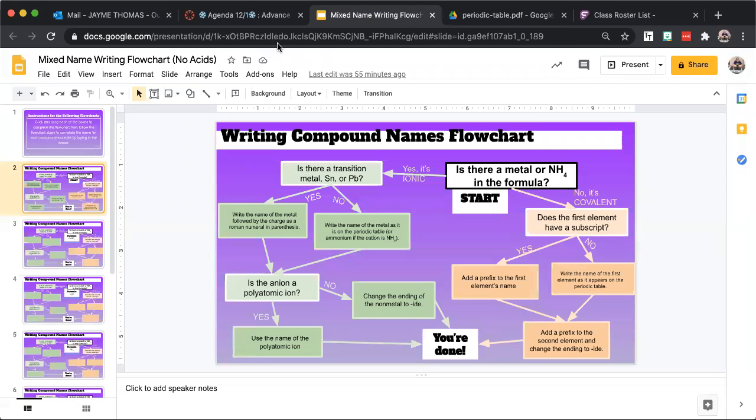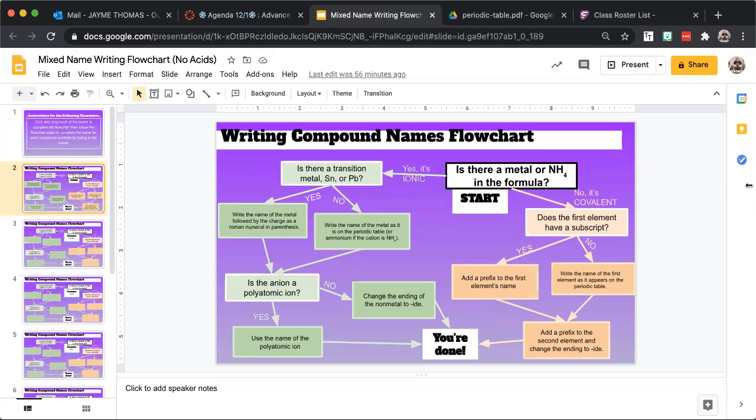Today's topic is all about names and formulas for acids and bases, and those are some specific types of compounds that we're going to get into later. But before we do that, we're going to do a little bit of a review of our ionic and our covalent compounds that we did before Thanksgiving break, because it's been a little while, so we need to refresh and get back into the groove of practicing this stuff.